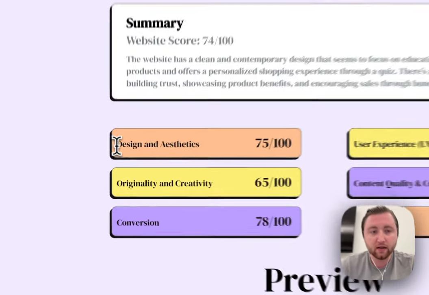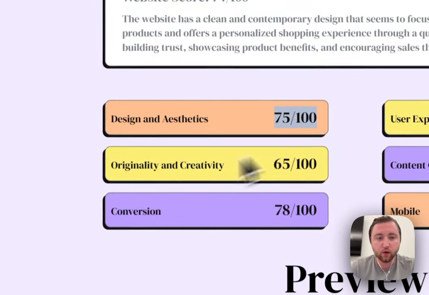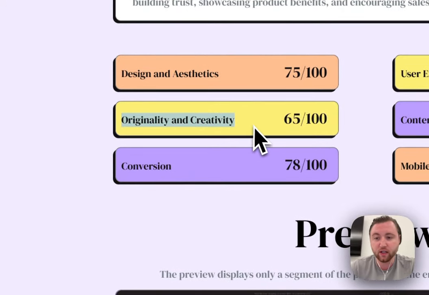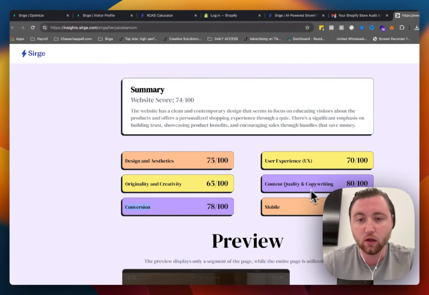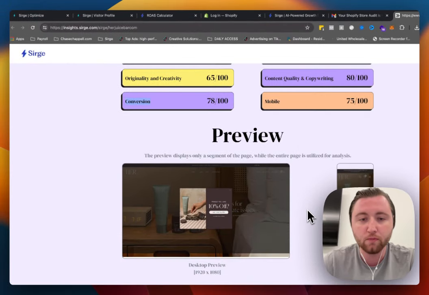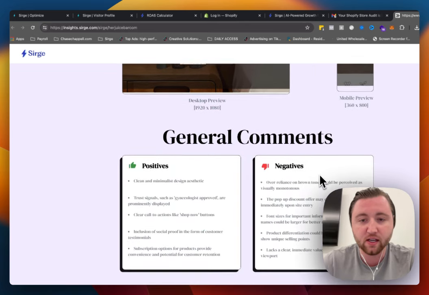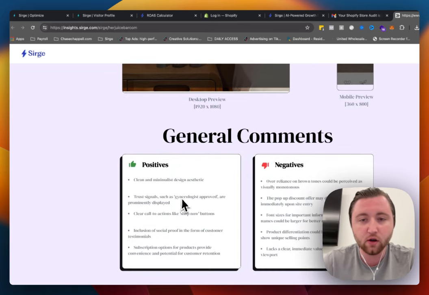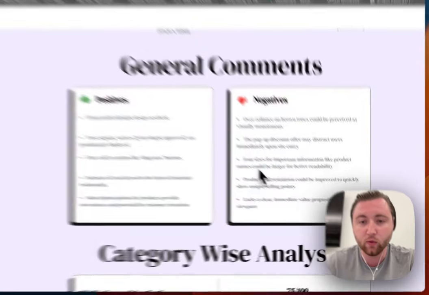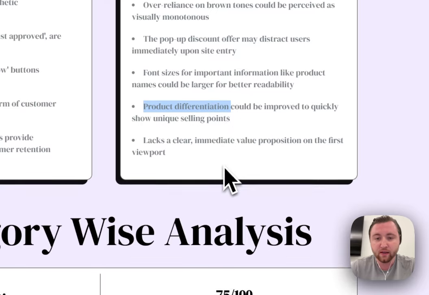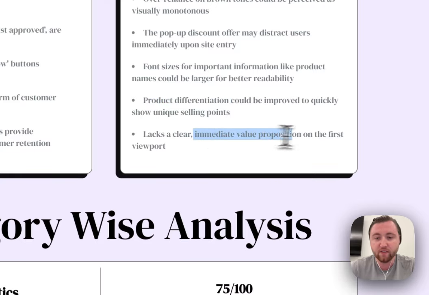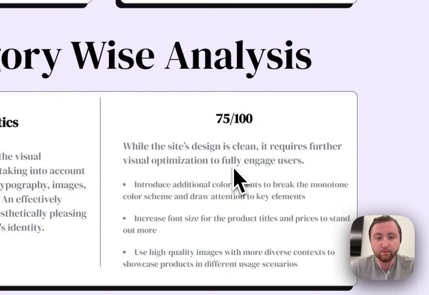So we'll analyze for design and aesthetics and score you, as well as your originality and creativity, and then how your conversion rate lines up, the user experience on your website, the overall content quality and copywriting, and even your mobile. So we'll take snippets of your website and show you what the positives are and what the negatives are that you can improve on, whether that's font sizes or product differentiation, and making sure you have an immediate value proposition on the first viewpoint.